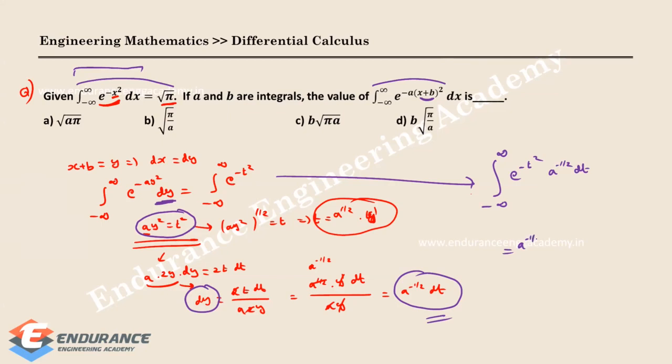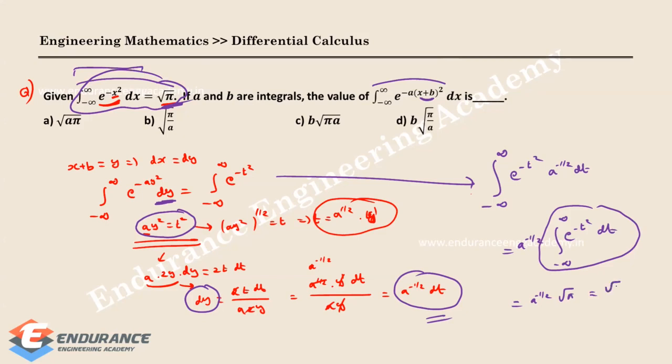A power minus 1 by 2, I can take it out. The integration of minus infinity to infinity e power minus t square into dt, we already got it; they already gave it to us. It's nothing but root of pi. So a power minus 1 by 2 into root of pi, which is nothing but root of pi by a power 1 by 2, which is nothing but root of pi by root of a, which is option B.